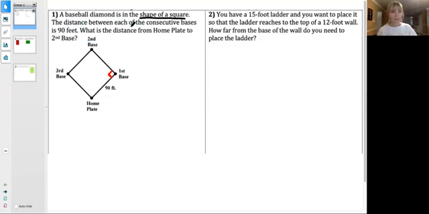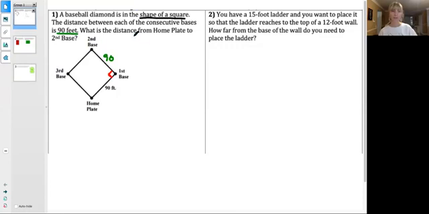The distance between each of the consecutive bases is 90 feet. So that is telling me that if you hit the ball and run from home plate to first base, you're going to run a straight line distance of 90 feet. Well, the fact that this is a square means that all of these are 90 feet all the way around. So those are 2 key components of a square.